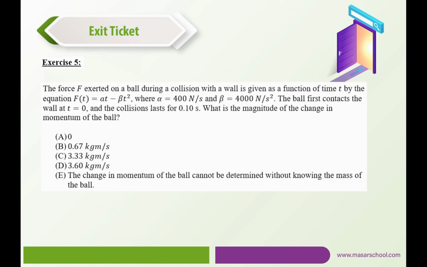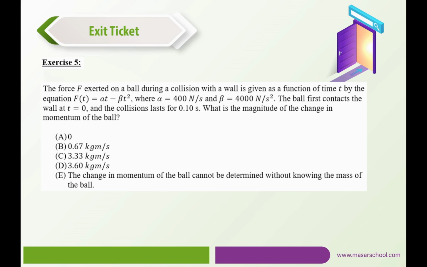And exercise 5 as an exit ticket for today's video. The force F exerted on a ball during a collision with the wall is given as a function of time, F, where alpha and beta are constants. The ball first contacts the wall at t equal to 0 and the collision lasts for 0.10 seconds. What is the magnitude of the change in momentum of the ball? Remember that they're asking about the magnitude. If the answer is negative, we need to change it to be positive.